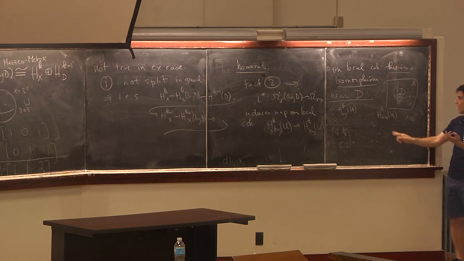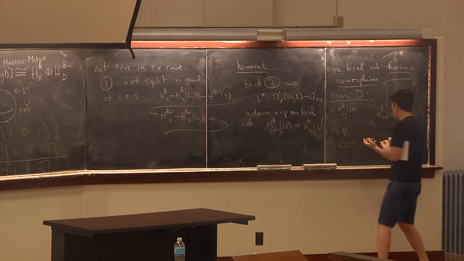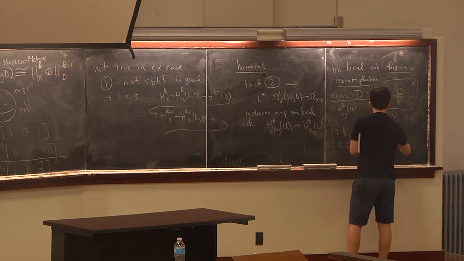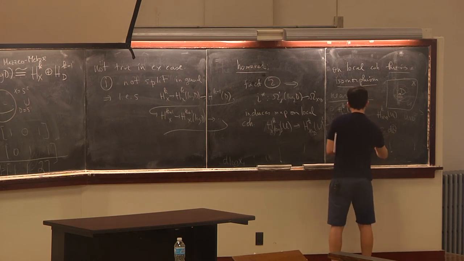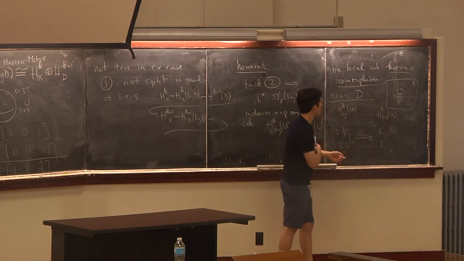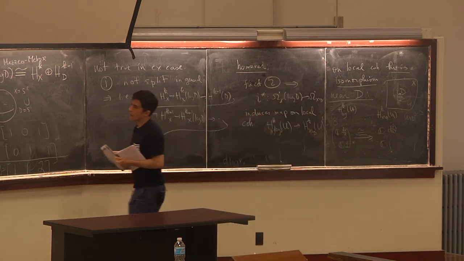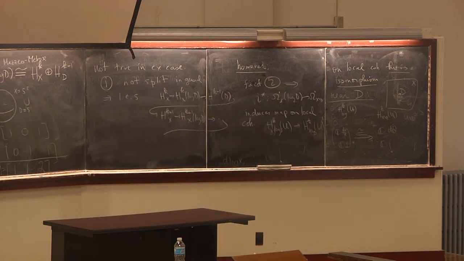And the cohomology of that, the de Rham cohomology of that, is C in dimension 0, and C in dimension 1. So this is like d theta, and this is C1. And this map is an isomorphism. So this means that this is an isomorphism on local cohomology.